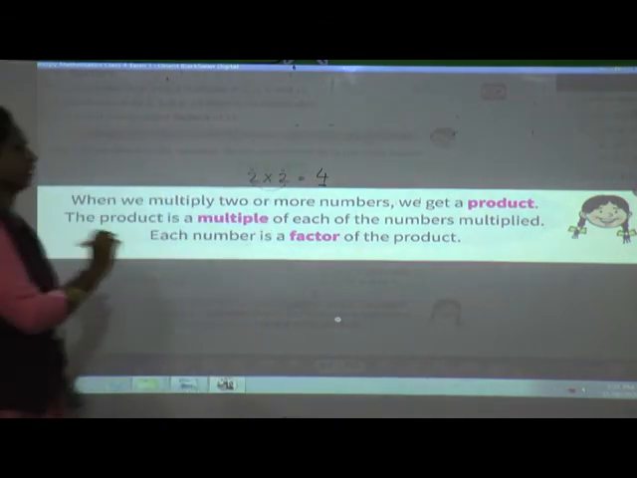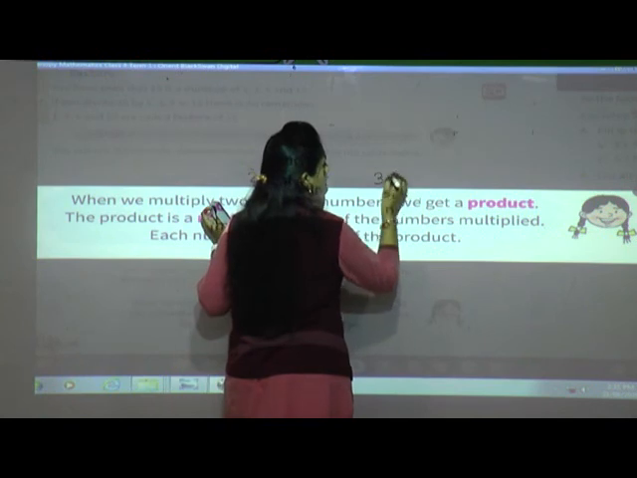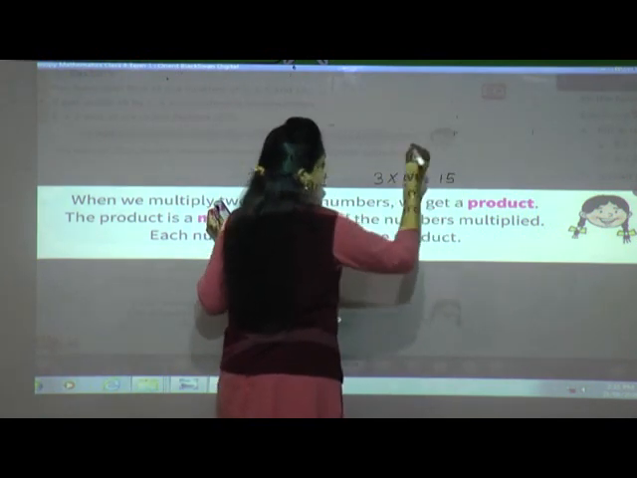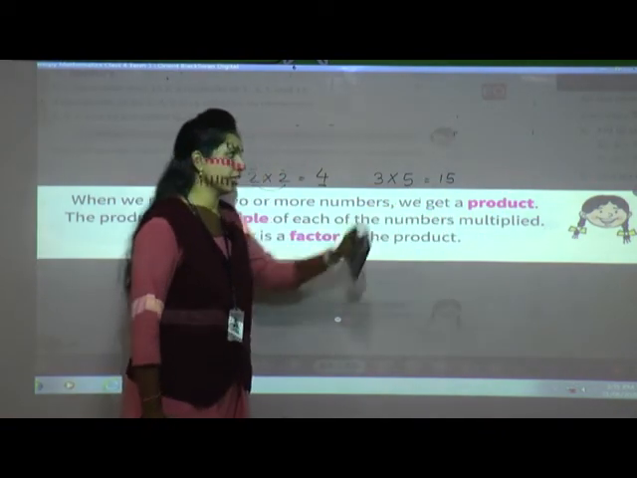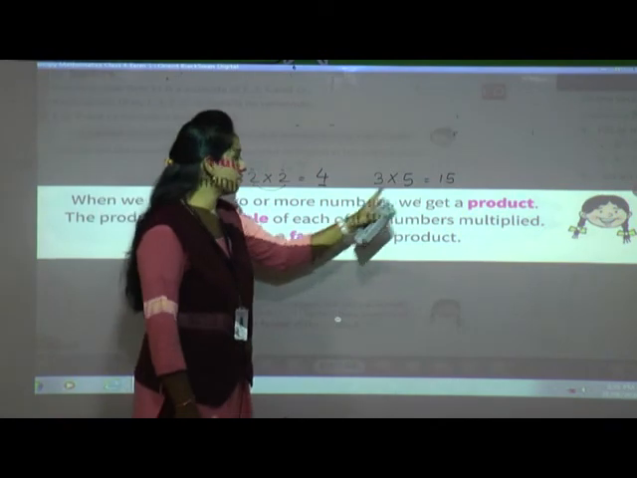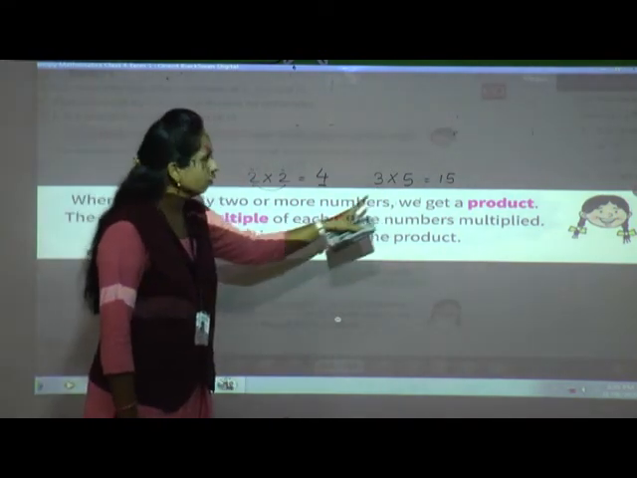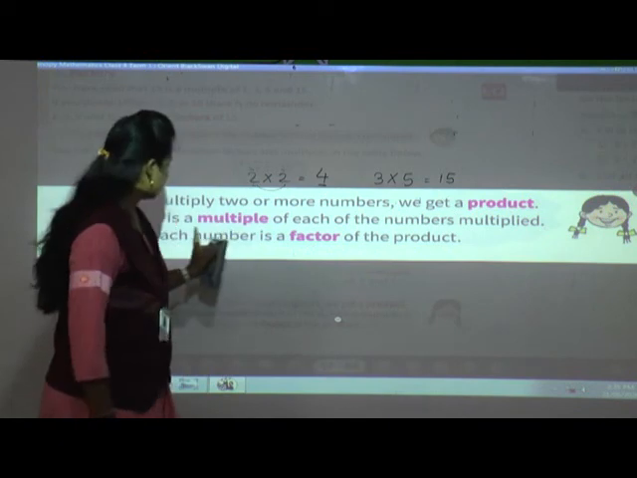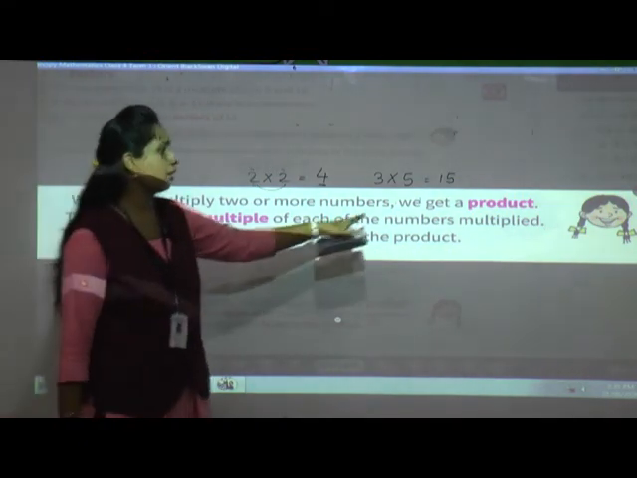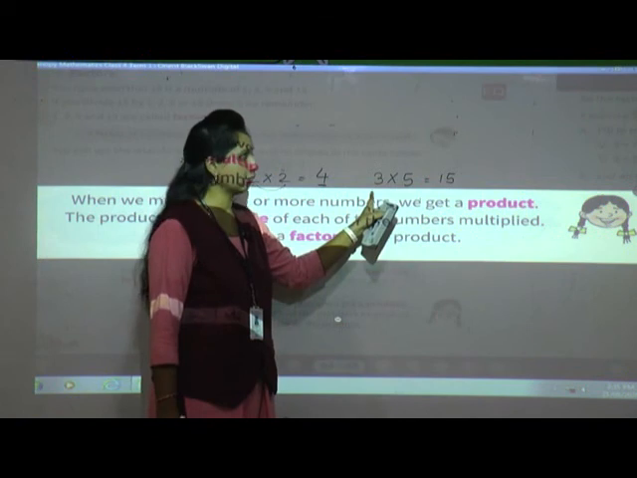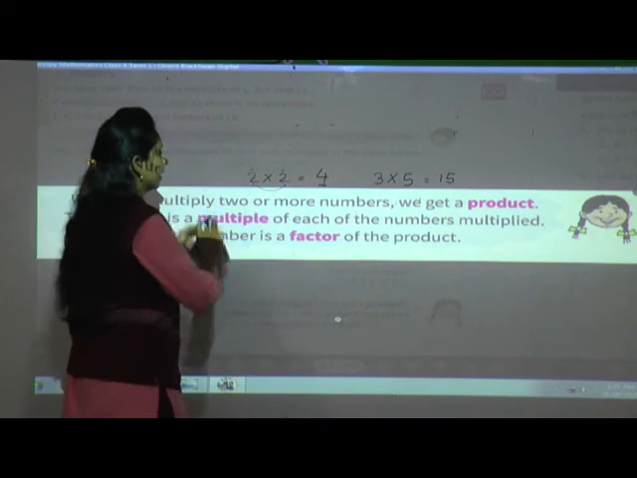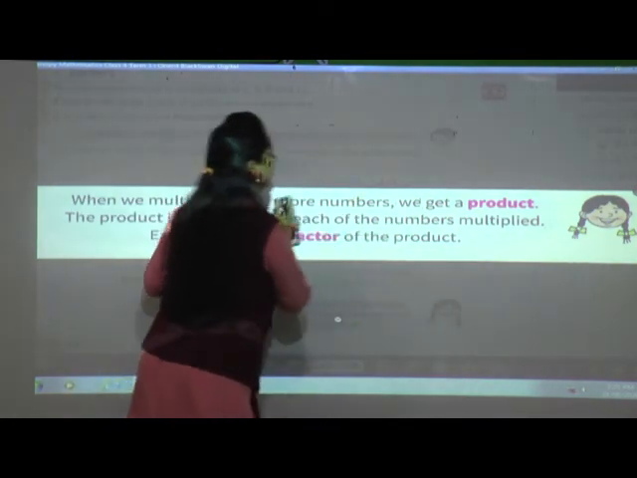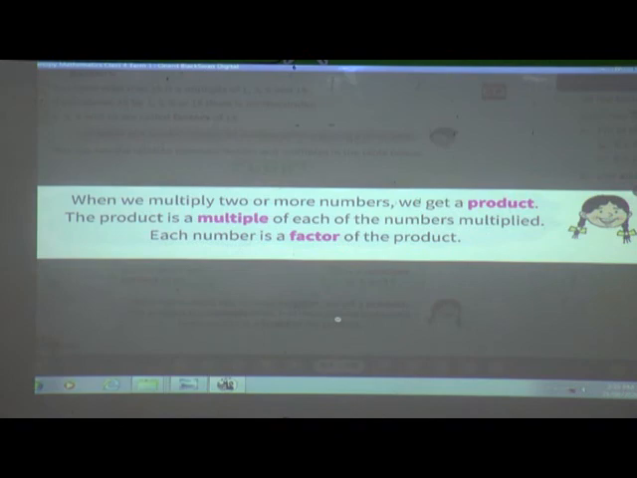Are you getting? I'll give you one more example. For example, 3 multiplied by 5 is 15, isn't it? See, when we multiply two numbers, we get a product, that is 15. Now 3 and 5 are what? Factors of 15. So what they said, each number is a factor of the product. So whatever numbers we have taken to get the product, these numbers are called factors. Are you getting? Clear? Now there are two ways to find out the factors. Now we will see one by one.